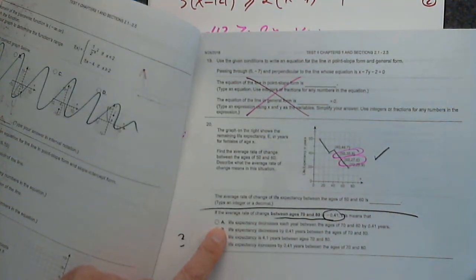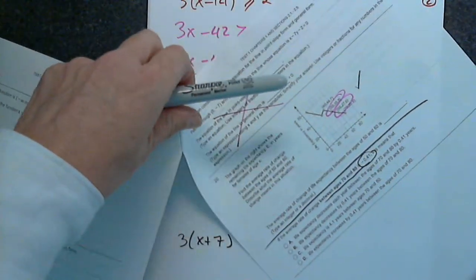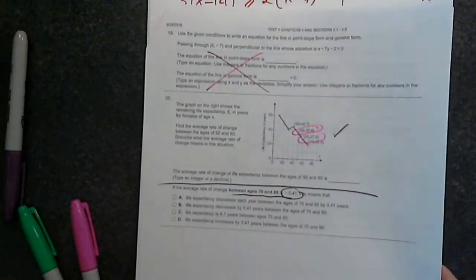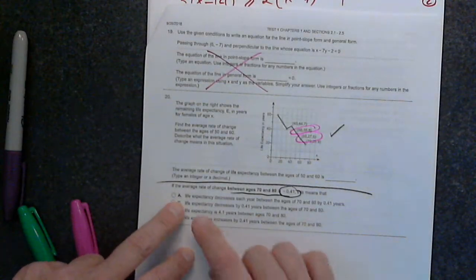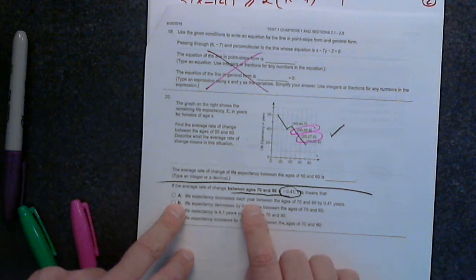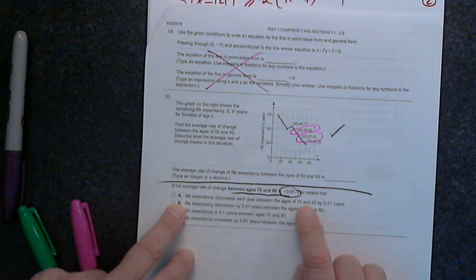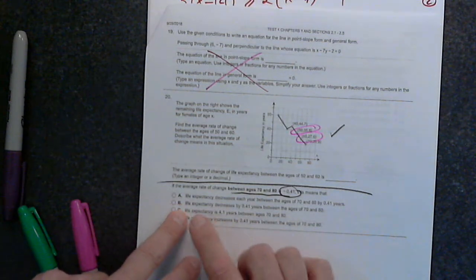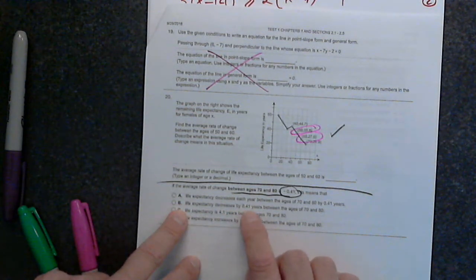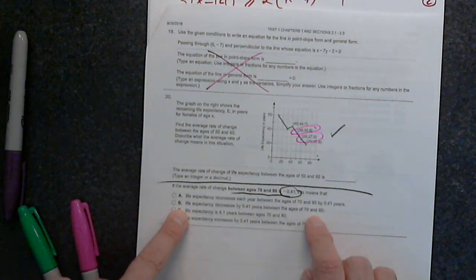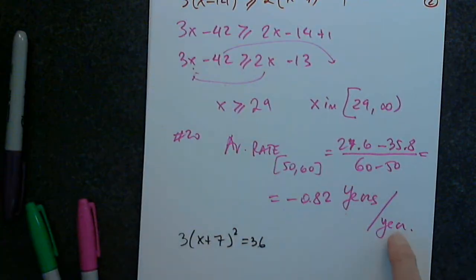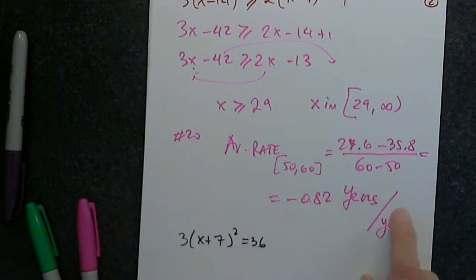Now let's read the answers, okay? You're not going to get anything like this with a multiple choice. Life expectancy decreases each year between the ages 70 and 80 by 0.41 years. Life expectancy decreases by 0.41 years between the ages of 70 and 80. Huge difference. It's not that it's just between those ages that it decreases. It's per whole year. Careful. It's per year. So it's negative 0.82 years per year.